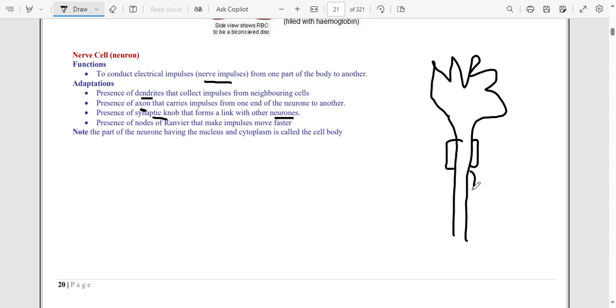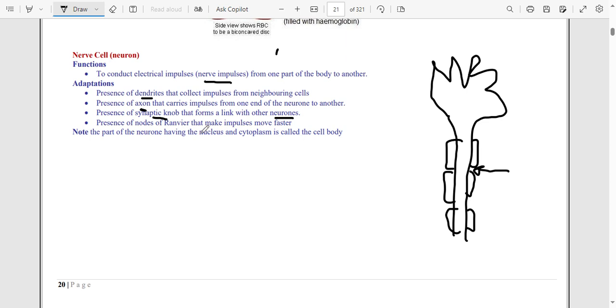This is a myelin sheath, this is another one, this is another one. So these spaces, the function is that these nodes of Ranvier will make an impulse be very fast. Immediately you step on fire, you are going to be able to feel the fire and remove your leg very, very fast. Okay, so that is it.